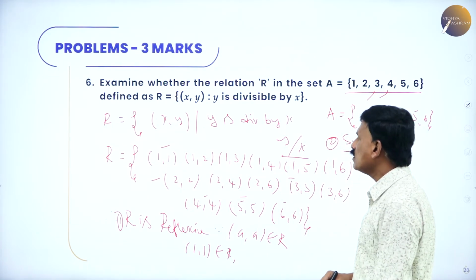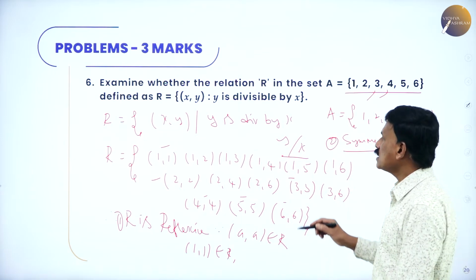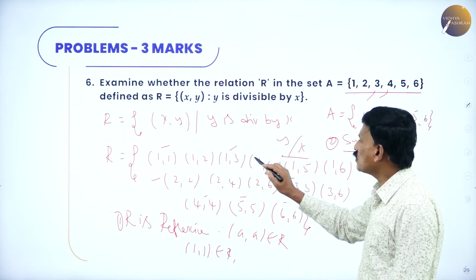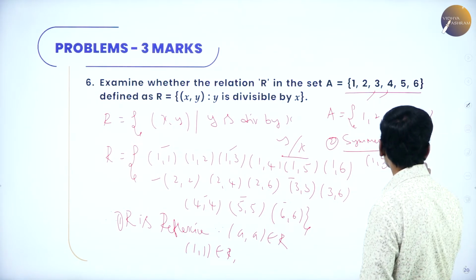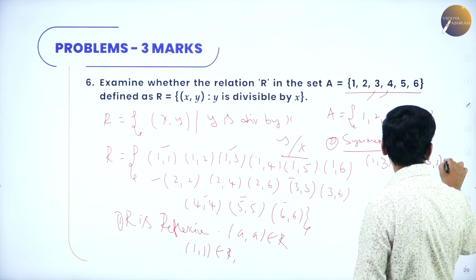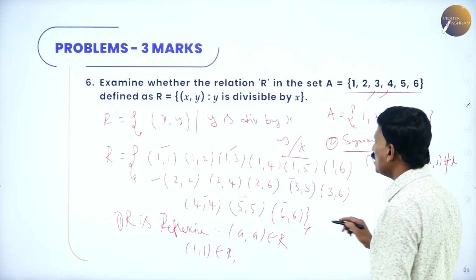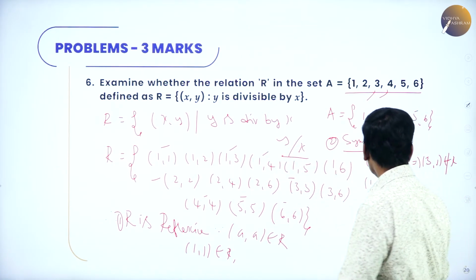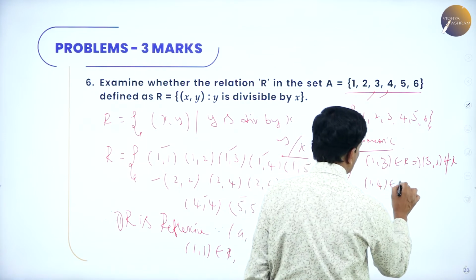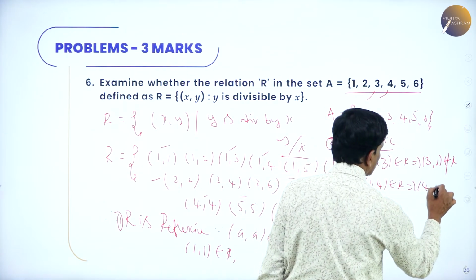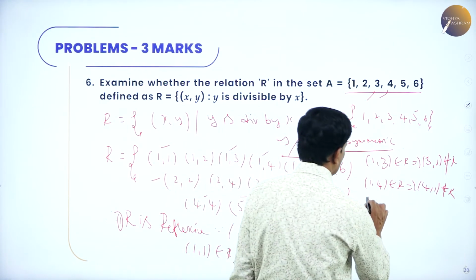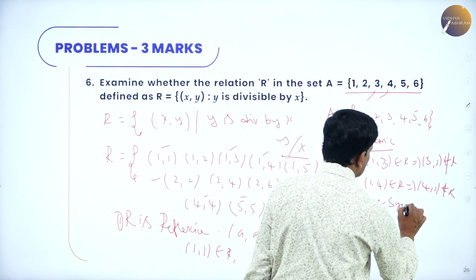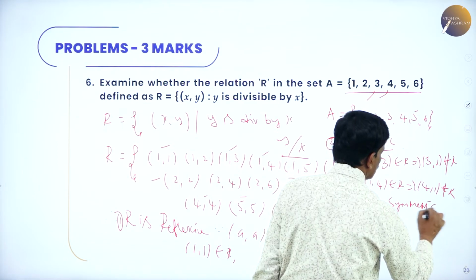Verify whether it is symmetric or not. See, (1,3) belongs to R, but (3,1) does not belong to R. So (1,3) belongs to R implies (3,1) does not belong to R. Similarly, you can take (1,4). (1,4) belongs to R implies (4,1) does not belong to R. So therefore, R is not symmetric.